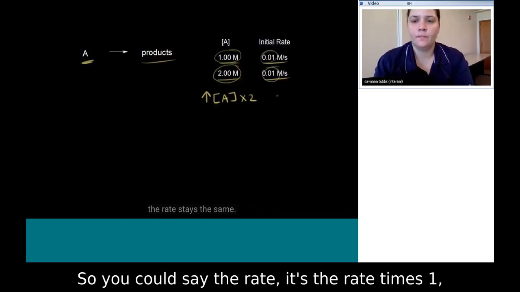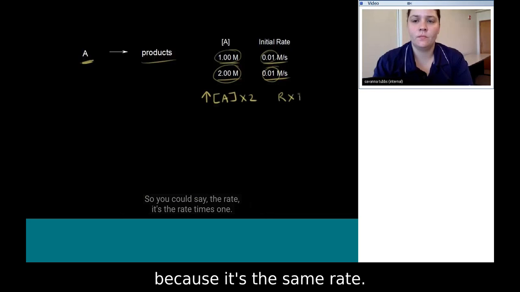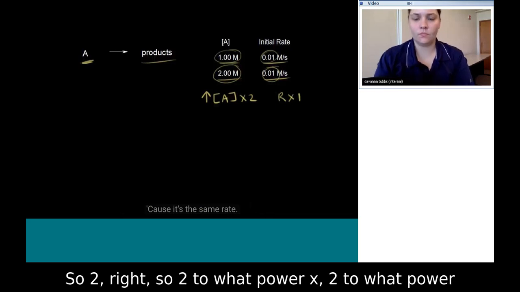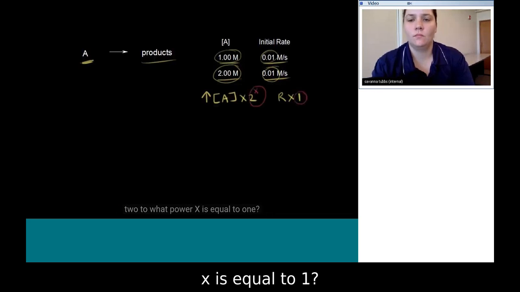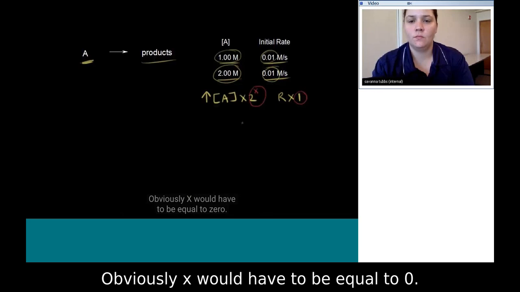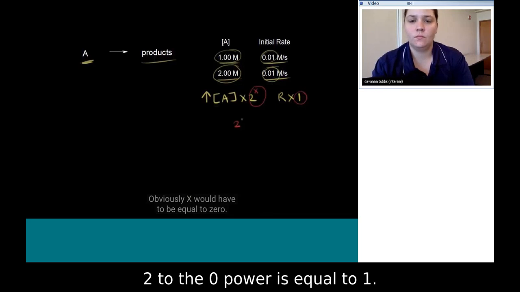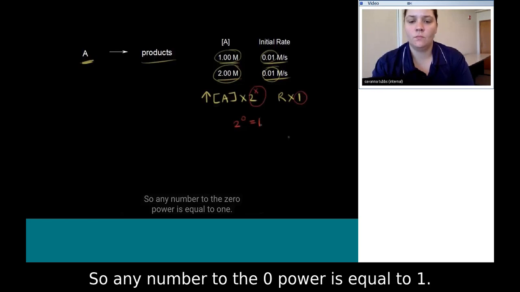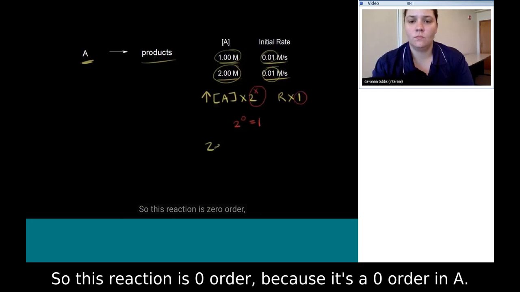So you could say the rate is multiplied by 1 because it's the same rate. So 2 to what power x is equal to 1? Obviously, x would have to be equal to 0. 2 to the 0 power is equal to 1. So any number to the 0 power is equal to 1. So this reaction is 0 order. It's 0 order in A.